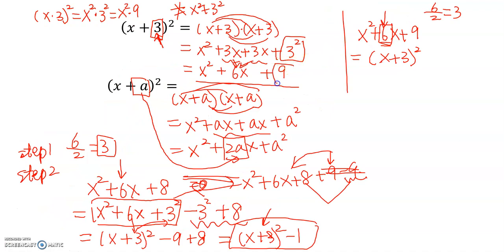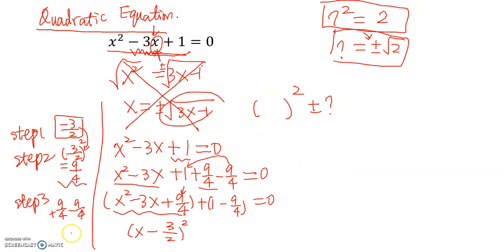This last number is always going to be this number squared. So that's why we take negative 3/2 and square it and put it right here. So it's going to make it a perfect square.